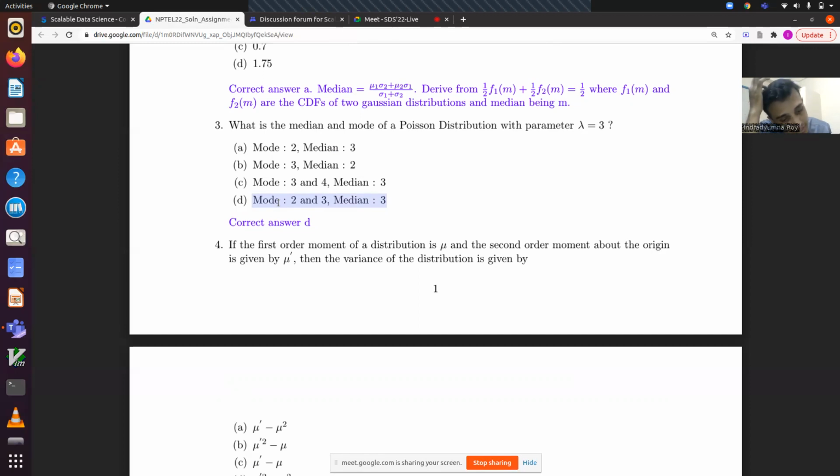So as you will see, if you remember the definition of the mode, that is the highest point in the series, like the maximum value, right? As you keep increasing the x, the value will keep decreasing beyond 3. So 2 and 3 have exactly the same value, which is 3 by 2 e to the power minus 3, right? So that is why both 2 and 3 are the mode.